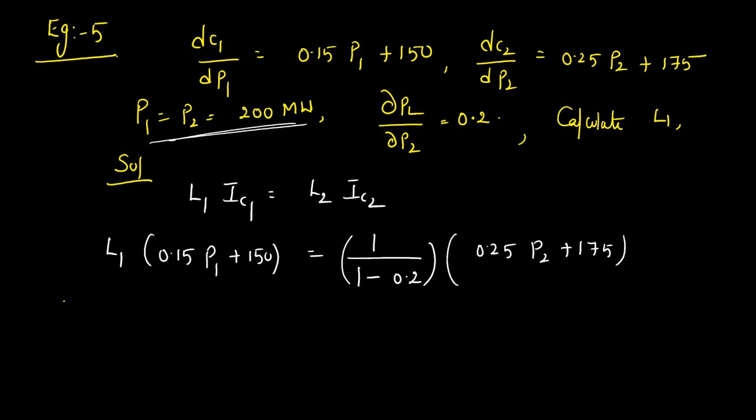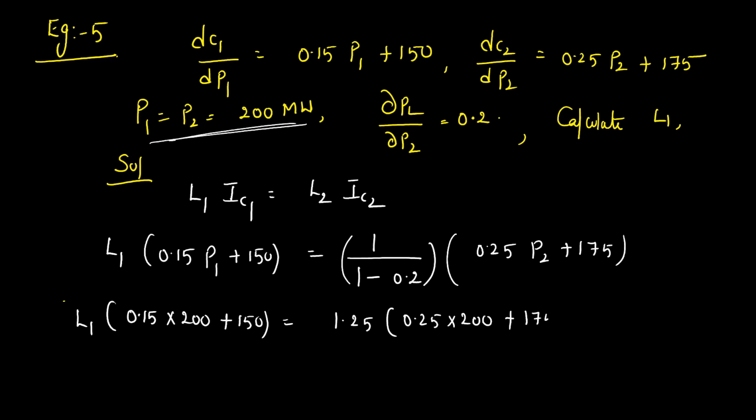So if you substitute those values, you're going to get L1 into 0.15 into 200 plus 150 is equal to, this value will become 1 by 0.8, that is 1.25, into 0.25 into 200 plus 175. So from this you can calculate the L1 value. L1 value you're going to get as 1.562.